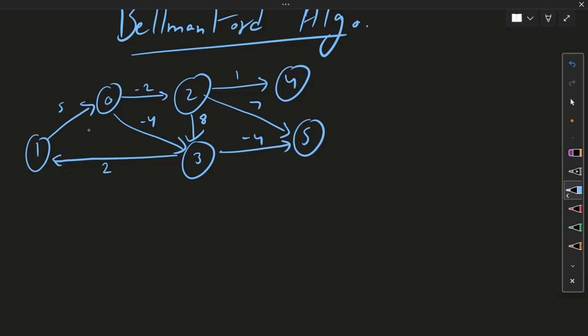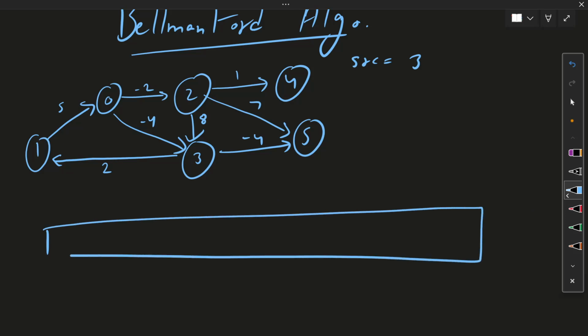Here we have some cycles. This is a cycle, but this is a positive cycle. Actually, one more cycle, this one. This cycle is also positive, so we don't have to worry. Now let's try to understand what the Bellman-Ford algorithm is. We have a source. Let's take the source as 3. Then we need to fill an array with indices 0 1 2 3 4 5. We only need up to 5.